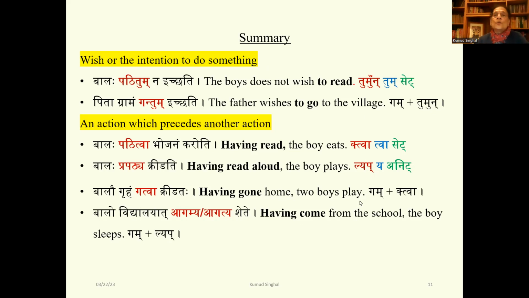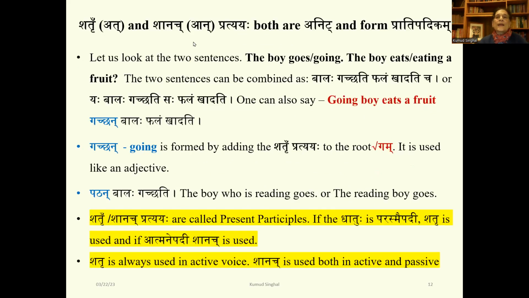So now we are going to study two more pratyayas which form pratipadikam today. These pratyayas are shatru and shanach. When they are added to the roots, they form a pratipadikam and will have 24 name forms. And they act more like adjectives. So in shatru, at remains because sha is the it letter, and the anunasika ra is also an it letter, so only at remains. And in shanach, sha is the it letter, the ending consonant is an it letter, so only an remains. And when they are added to the root, they form a pratipadikam.